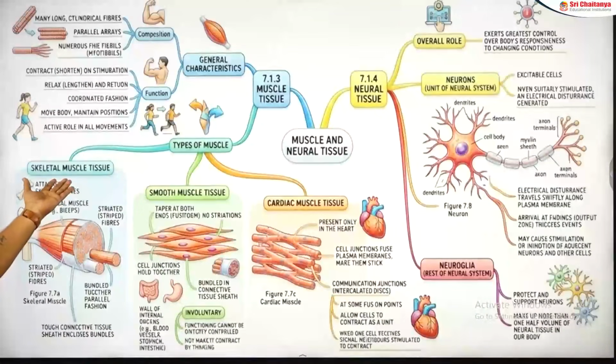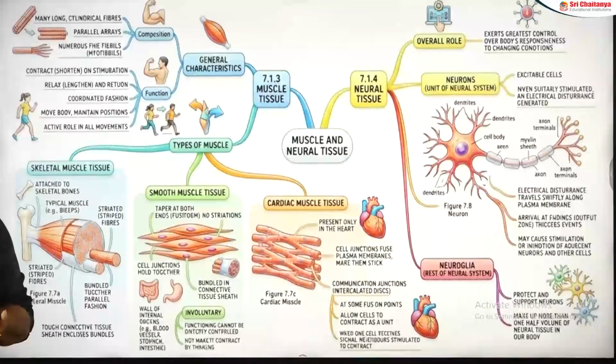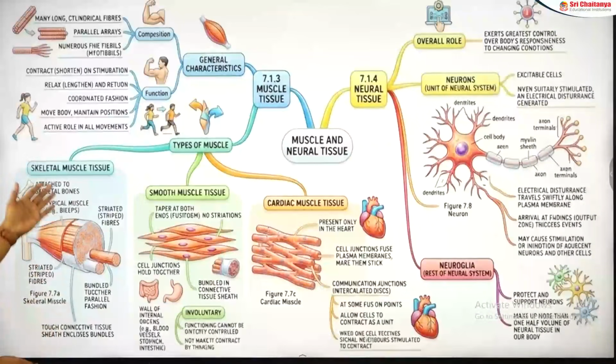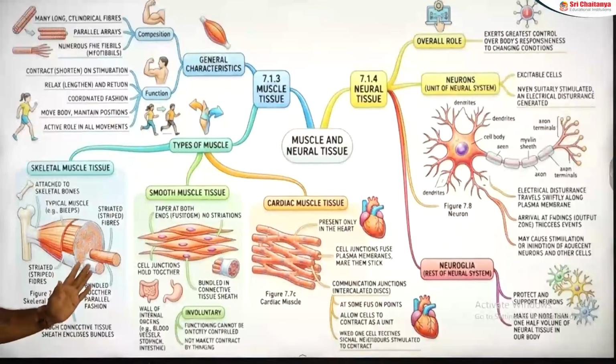Skeletal muscles, as the name itself indicates, are the muscles attached to the skeleton or the bones, which mainly help in the voluntary movements of our body. These are striated muscles because they have striations, they are unbranched muscles, and they are voluntary muscles, under voluntary control of our body.